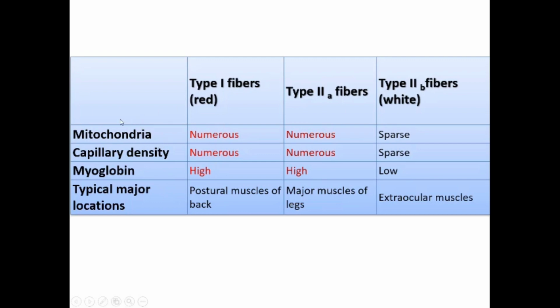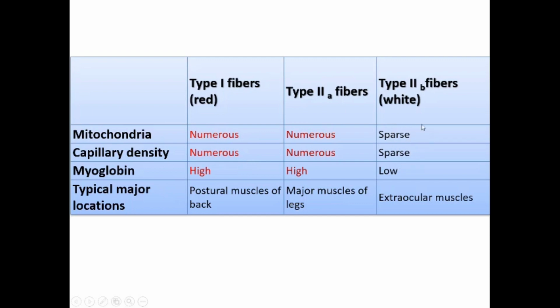Why? Because they have a lot of mitochondria, a high density of capillaries, and a large amount of myoglobin within the cytoplasm. So by these three components, they can provide a high amount of oxygen. So they use the pathway of oxidative phosphorylation to produce ATP for muscle contraction, and they can contract for a longer time without fatigue.